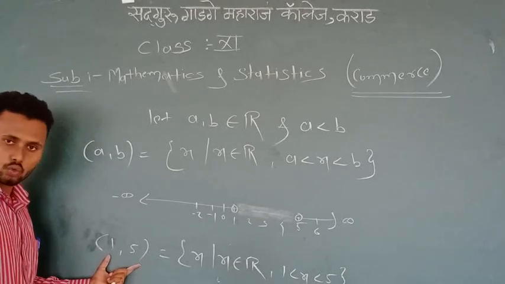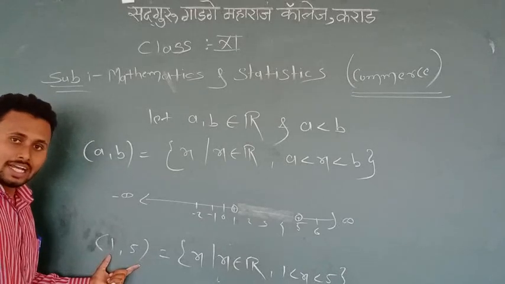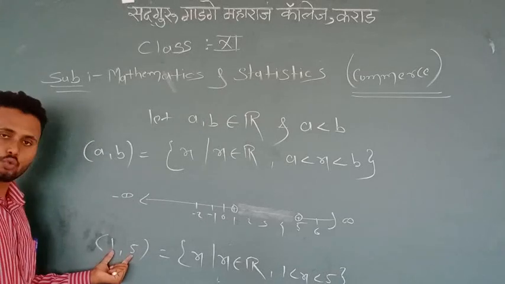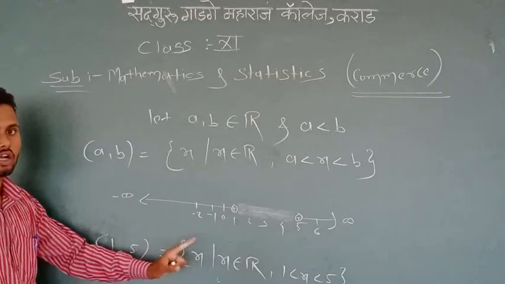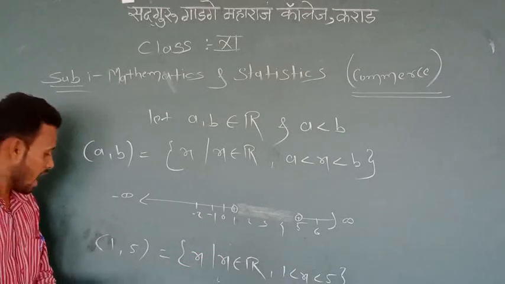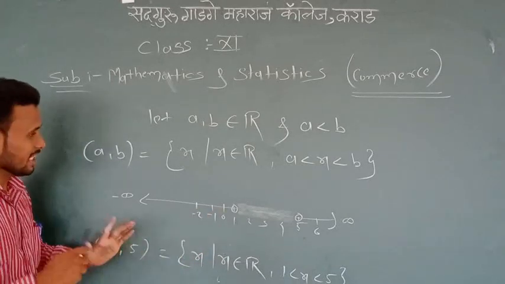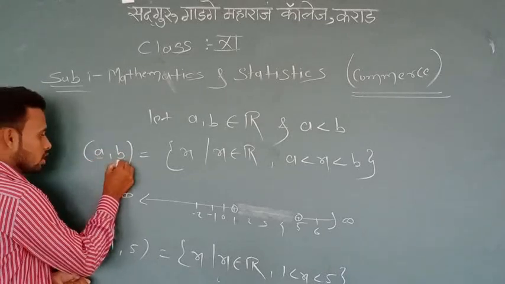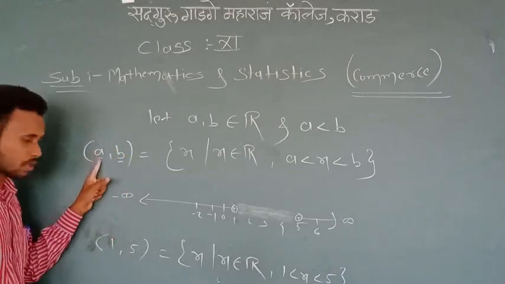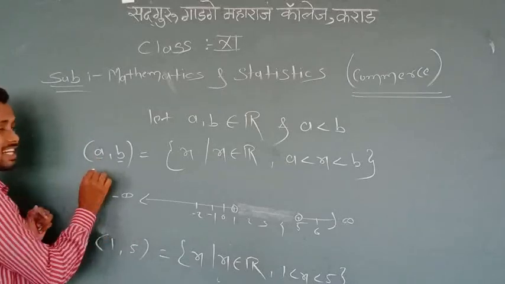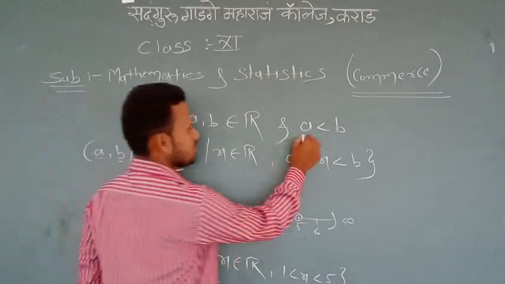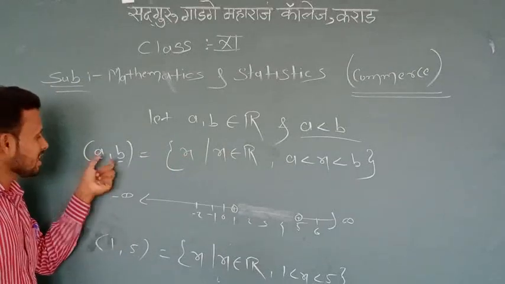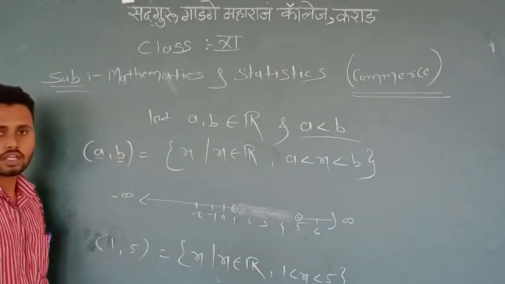In this open interval 1 to 5, which elements come in that set? All numbers which lie between 1 and 5, but 1 and 5 do not come in that set. And one more most important condition: in any interval, this is called the first component and that is called the second component, and the first component is always strictly less than the second component. This condition is very important. This is the open interval.